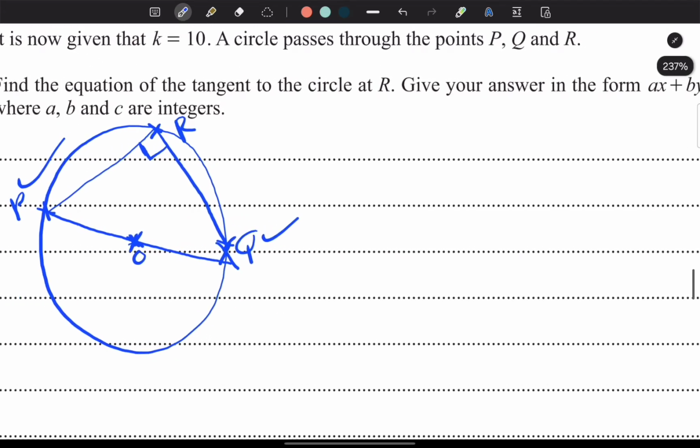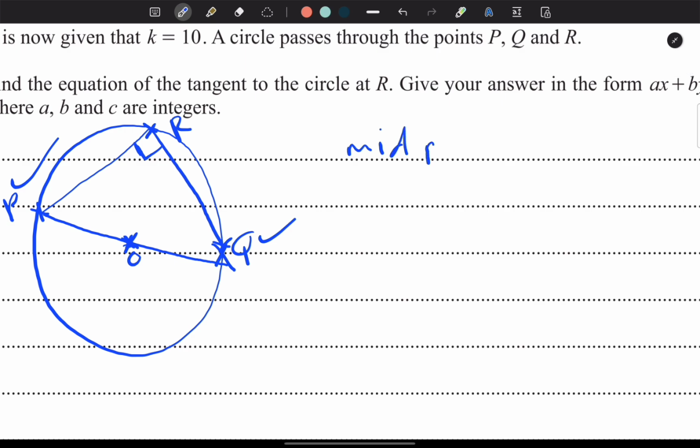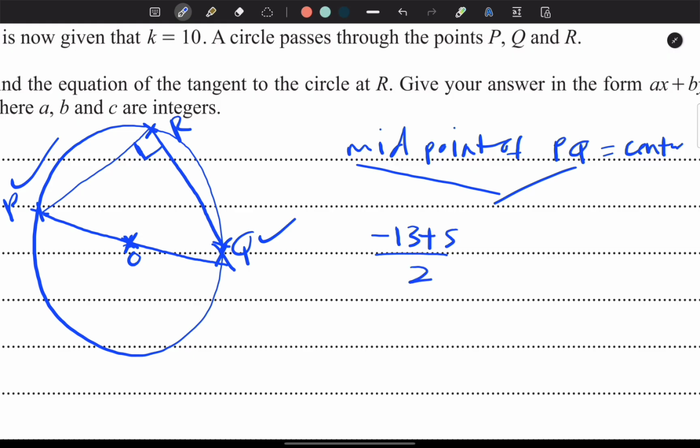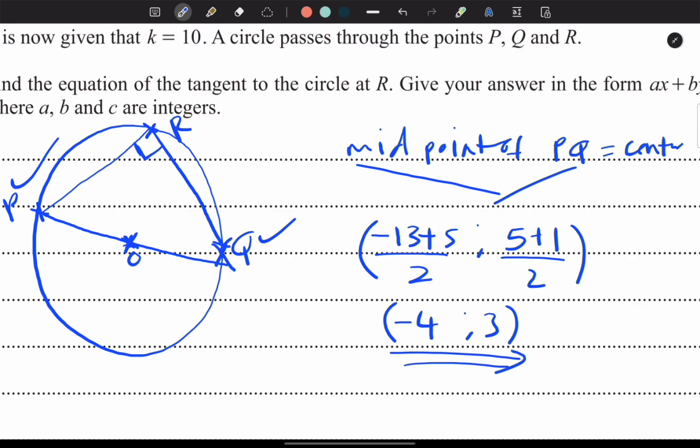Meaning for our case, the midpoint of PQ is our center. So we're going to try and find the midpoint of PQ. The midpoint of PQ will be minus 13 plus 5 over 2. So you add the two x coordinates and divide by 2. Then you add the y coordinates of P and Q, which is 5 and 1, and divide by 2. And this gives us (-4, 3). And this is our center.